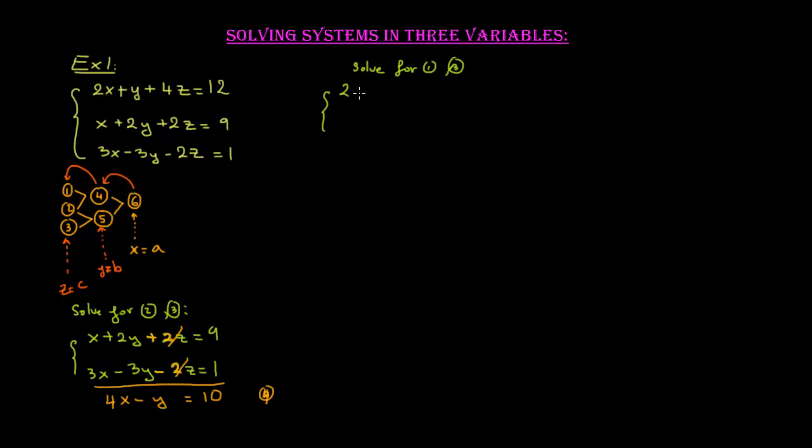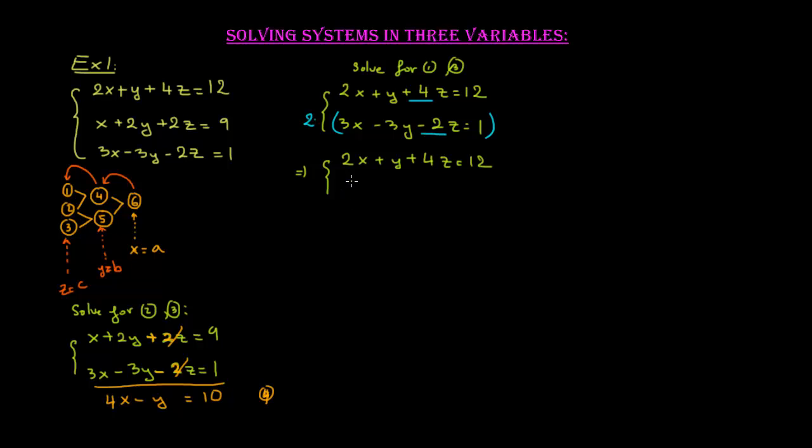So in equation 1 we have 2x plus y plus 4z equal to 12. And the third is 3x minus 3y minus 2z equal to 1. And we just said that we need the same coefficient. Right now it's positive 4, negative 2. So I need to multiply the second equation by 2. We keep the first one, I bring down the first equation, 2x plus y plus 4z equal to 12. The second one will be multiplied by 2, so we have 6x minus 6y minus 4z equal to 2.